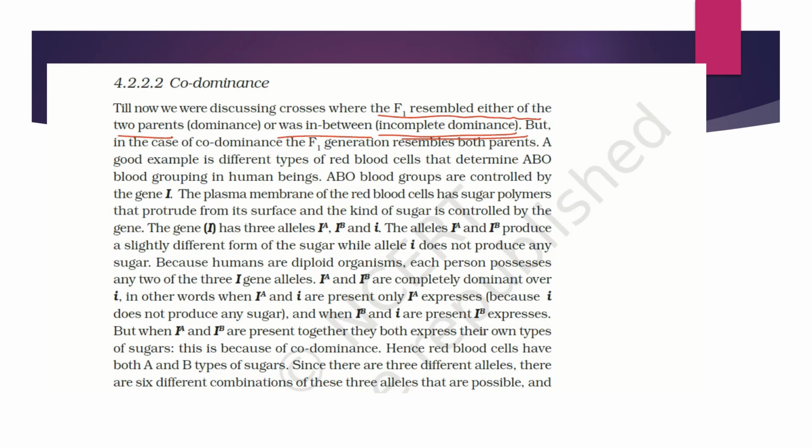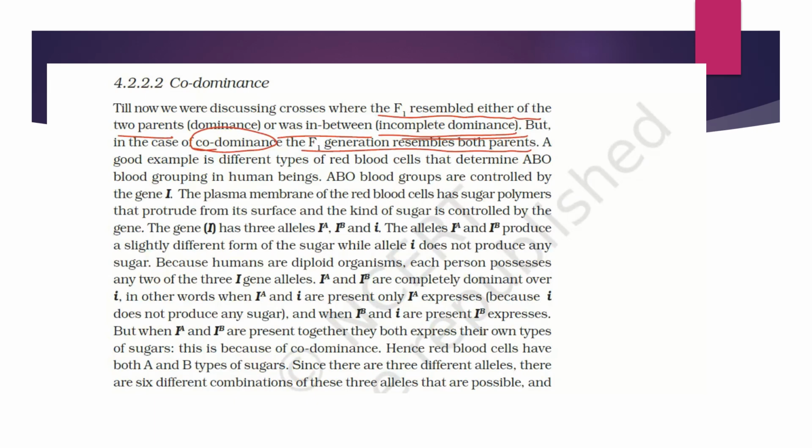But now it is a different case. It is a case of codominance. What is happening in codominance is that the F1 generation resembles both the parents. The character of parent A and the character of parent B are both partly present in the daughter or the son, and that is called codominance.